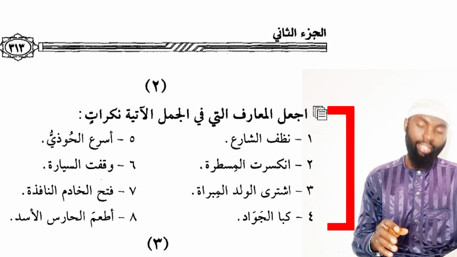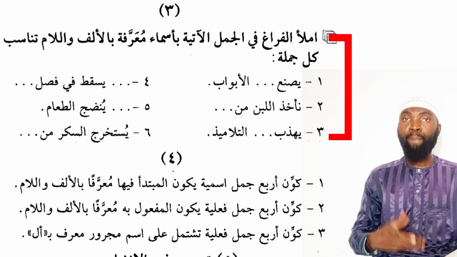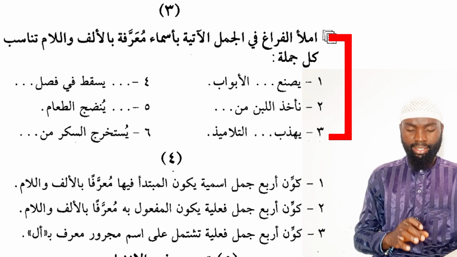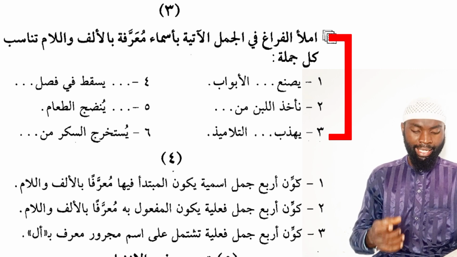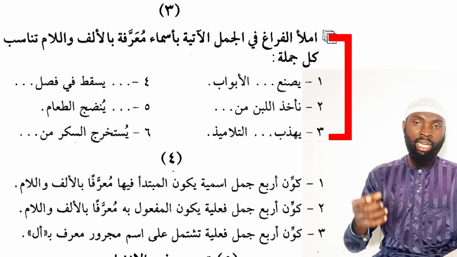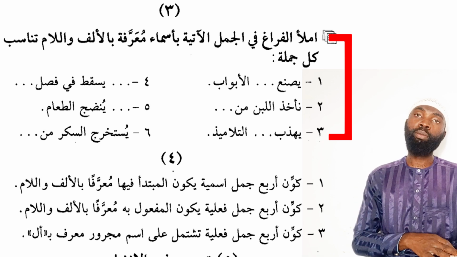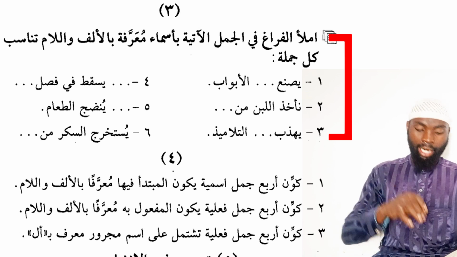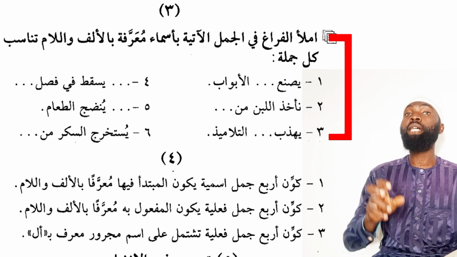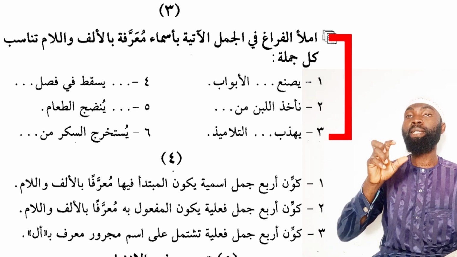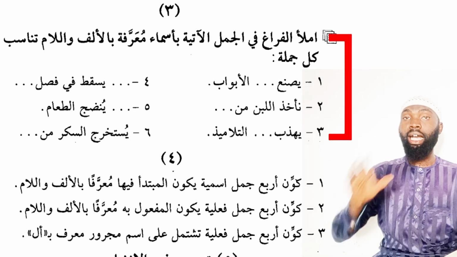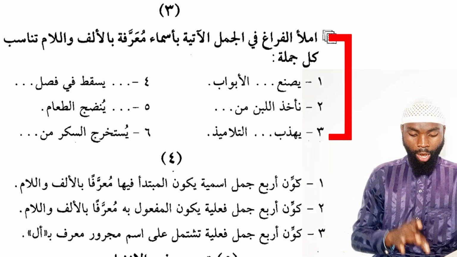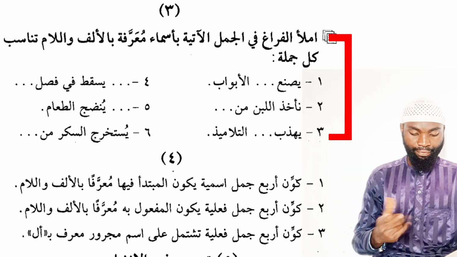Tamrin thalith, exercise number 3, we have imla il faragh fil jumal al atiya. You have to complete the spaces in the following sentences bi asma'in mu'arrafatin bil alif wal lam tunasibu kulla jumlatin. Complete the following sentences by filling the gaps with appropriate words which are made definite by simply adding alif and lam to the words. Now I'm going to pick 3 out of this exercise and you solve the remaining. I'll pick number 1, 3 and 5. Okay, let's go.